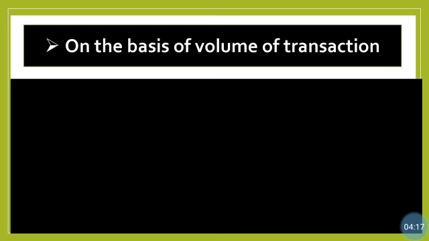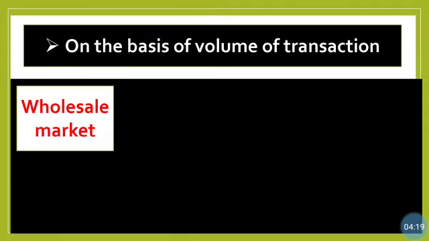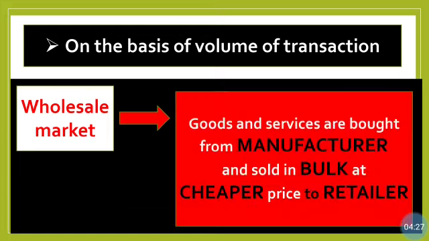On the basis of volume of transaction, market has been classified as wholesale market and retail market. So, wholesale market is one in which goods and services are bought and sold in bulk quantity, in large quantity at cheaper price. Wholesalers buy goods in large quantity from a manufacturer and those goods are sold to retailers. In such a market, the wholesaler plays the role of seller and the retailer becomes the buyer.